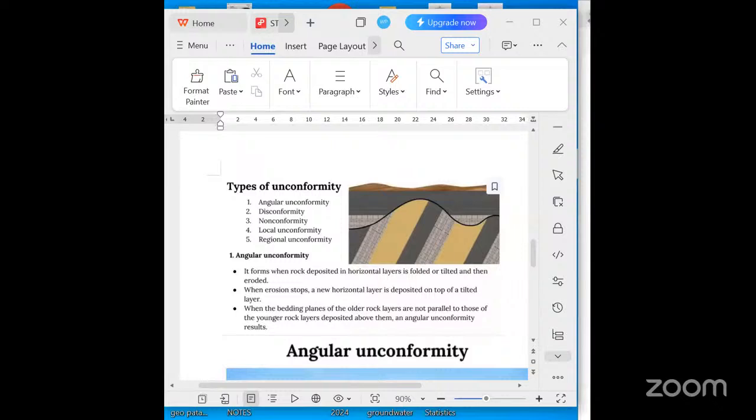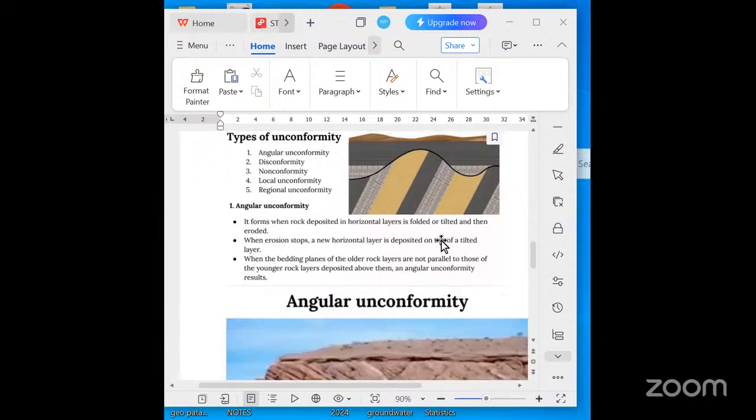You see here, the types of unconformity: angular unconformity, disconformity, third non-conformity, fourth local unconformity, and fifth regional unconformity. This is a very important topic. They give it in your examination, types of unconformity. Okay, so the first one is angular unconformity.